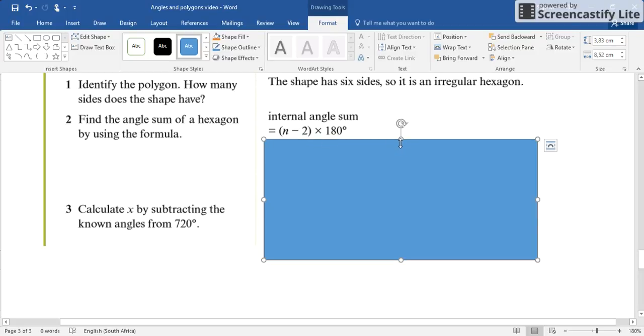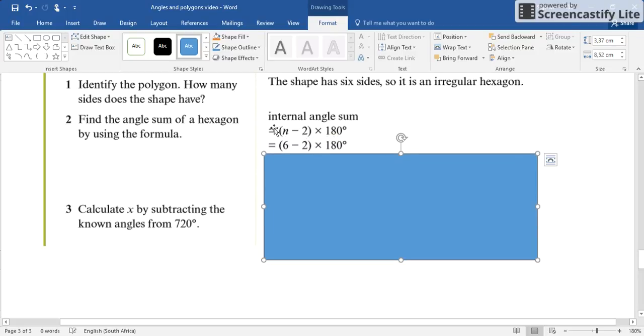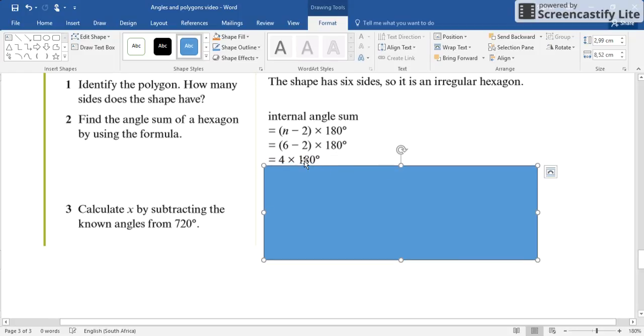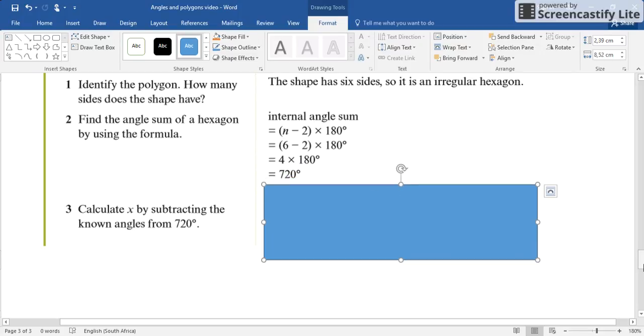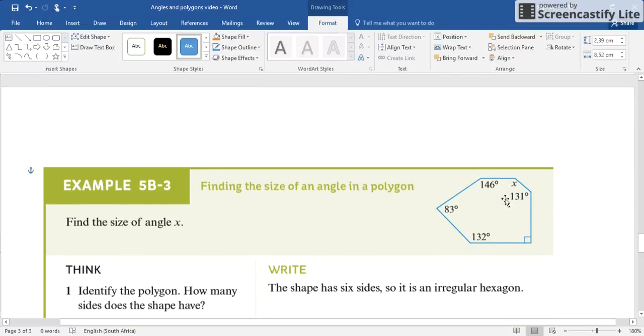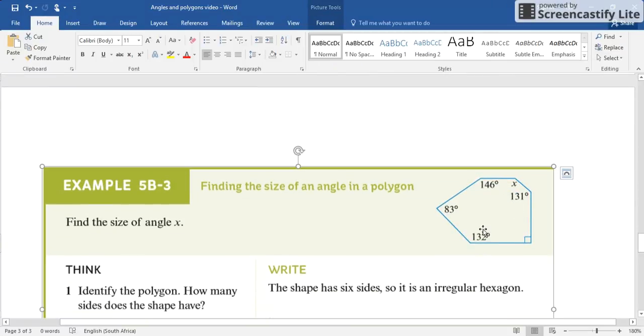N take 2, well, we know that it's 6 take 2 because we have got 6 sides. So it's about how many sides you have, okay, multiplied by 180. So we got 4 multiplied by 180. 4 multiplied by 180 gives us 720 degrees. So within this shape here, we've got 720 degrees, okay?